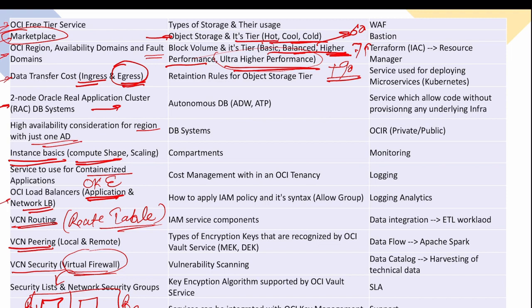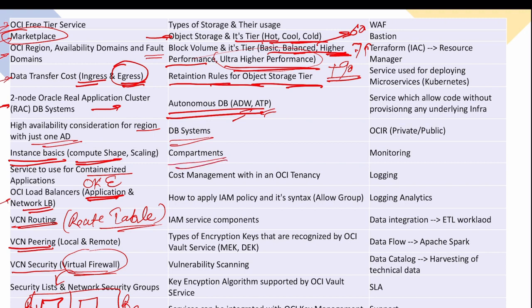Also you need to understand the retention rule for object storage tier. We have 90 days for archive tier, 31 days for infrequent access tier. If we talk about autonomous DB, we need to focus much on the ADW and ATP and when we use these DB systems. Then DB systems are those where we host our database.